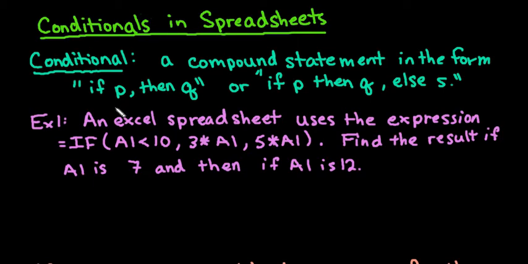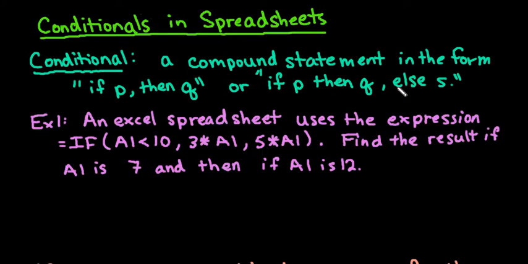For this video, what I want to do is show you how to use a conditional statement in a spreadsheet. A conditional is a compound statement in the form of if P then Q, or sometimes you will also see it as if P then Q, else S. So an example of this would be if it is raining, then we will stay inside, or else we will go to the beach. So that would give you an example of an if P then Q statement, else you would do something else.